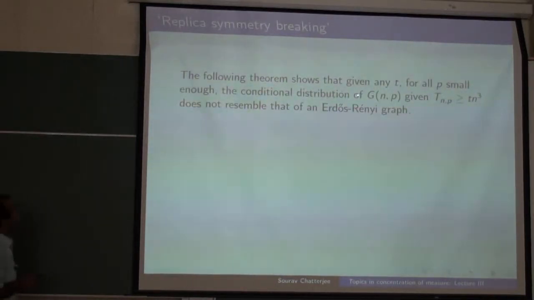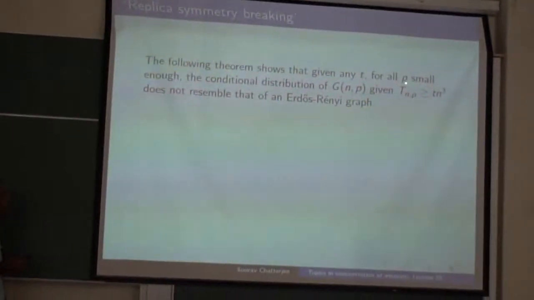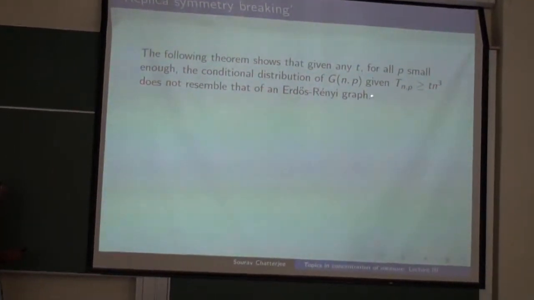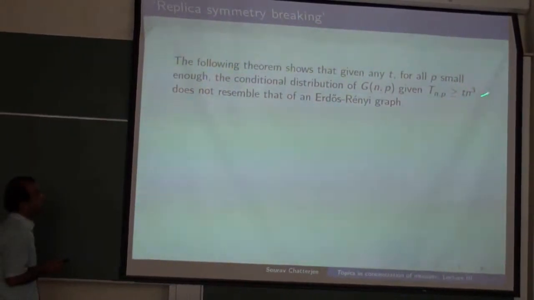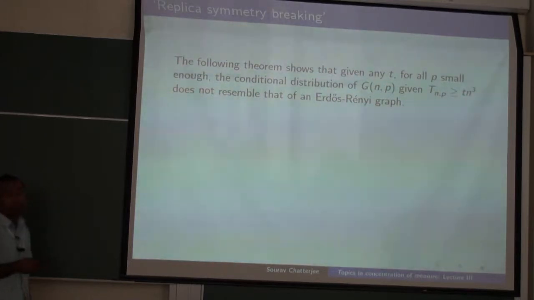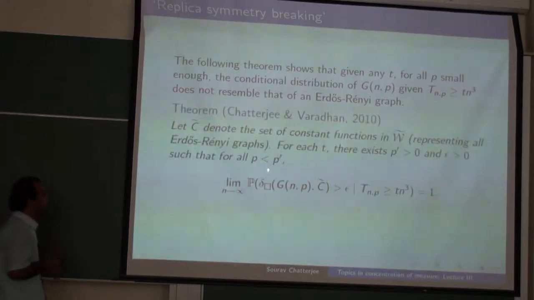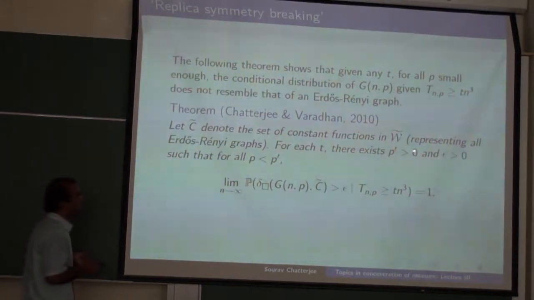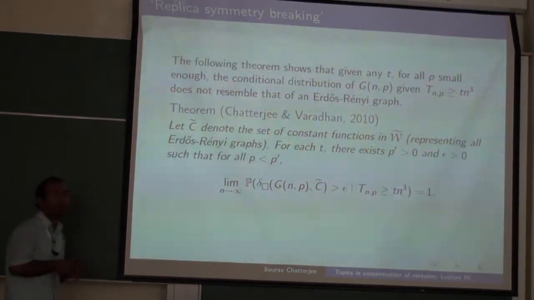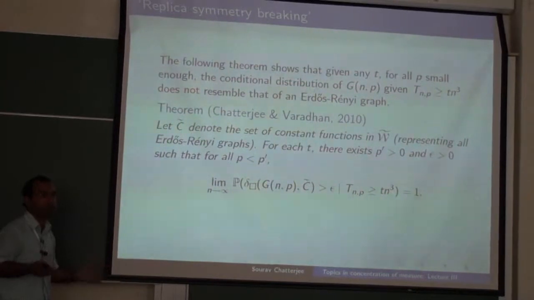Now here is the more interesting case, replica symmetry breaking. What the following theorem will show is that given any t, if p is small enough, below a threshold, then the conditional distribution of GNP, given that you have more triangles than you expect, does not resemble an Erdős-Rényi graph. So we prove that it does not resemble. In what sense? Let C tilde denote the set of constant functions. This represents all Erdős-Rényi graphs. Each constant function represents an Erdős-Rényi graph.